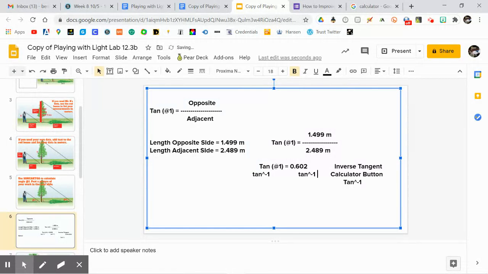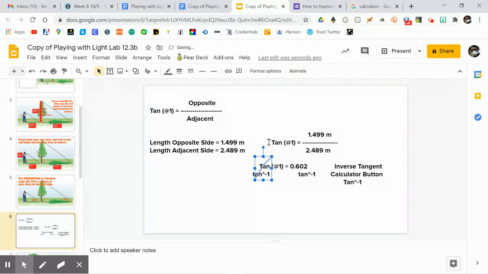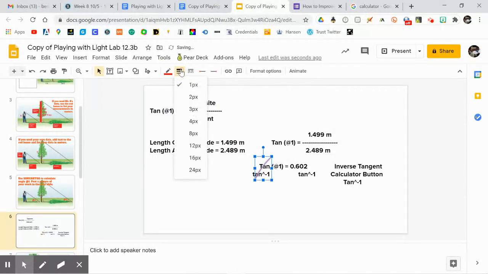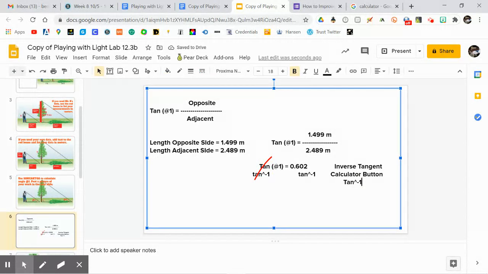Okay. And so now if I have a regular tangent and an inverse tangent, what happens is that I'm going to cross them out. Okay, that is what happens. So let's do a red line. They're gonna get crossed out.